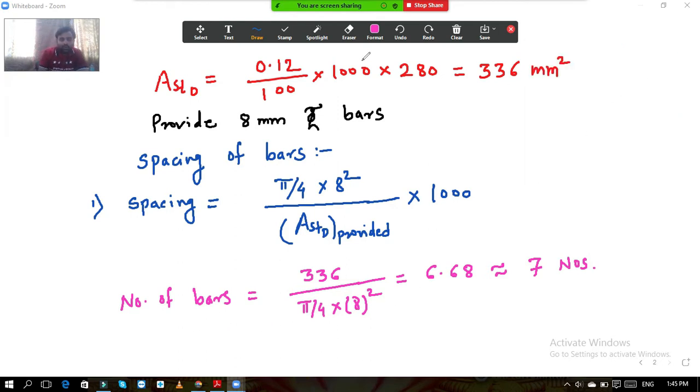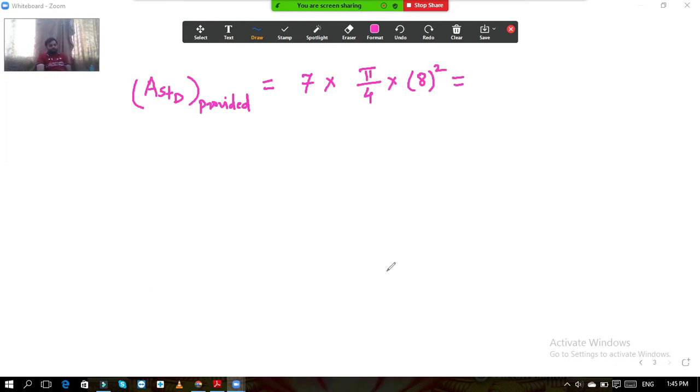So now calculate Ast D provided. Now what is the Ast D provided? So here now Ast D provided is equal to, how many bars we have provided? 7 bars into diameter of single bar is 8, pi by 4 into 8 square. Now you will get the answer. Solve this and let me know the answer.